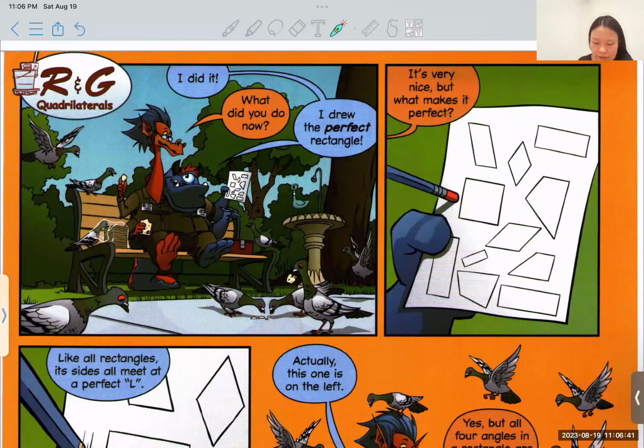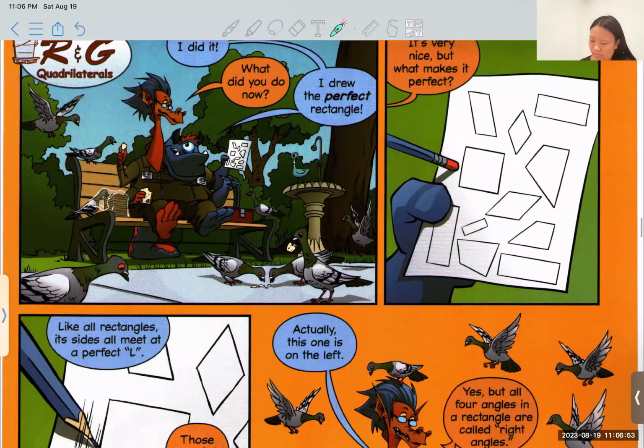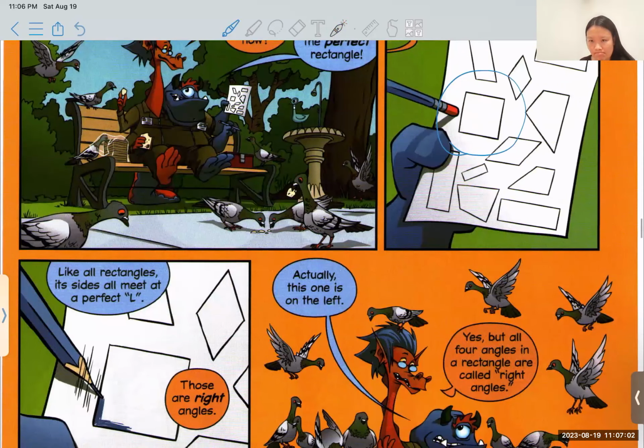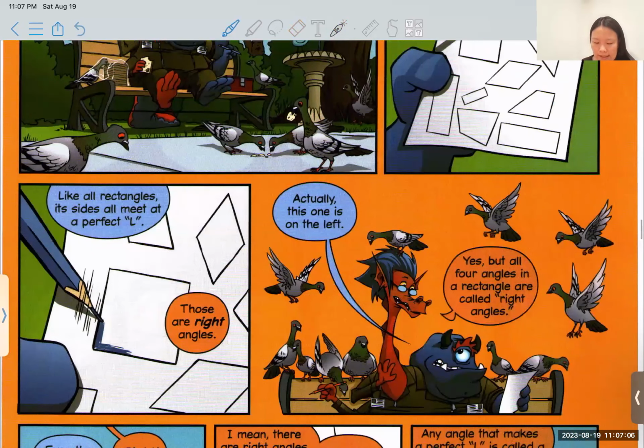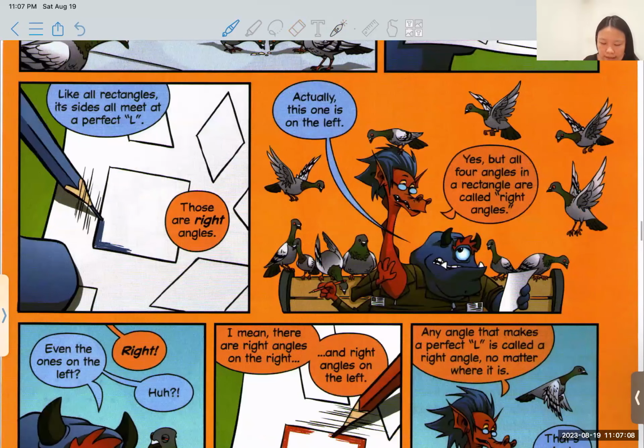I did it. What did you do now? I drew the perfect rectangle. It's very nice, but what makes it perfect? What makes this rectangle perfect? We will see. Like all rectangles, its sides all meet at the perfect angle. Those are right angles.